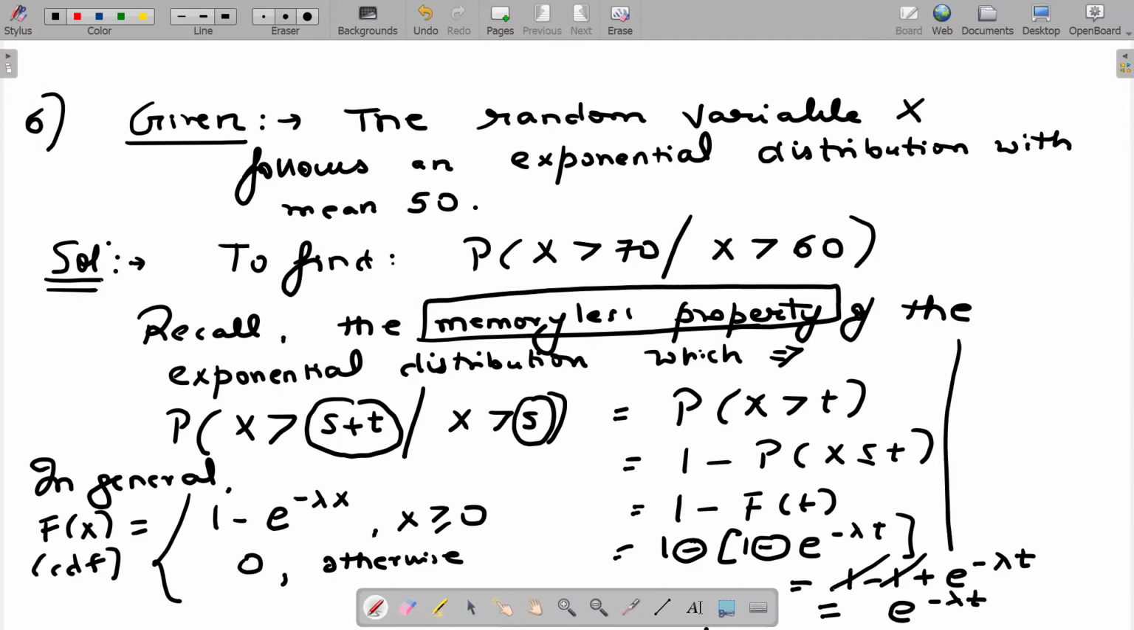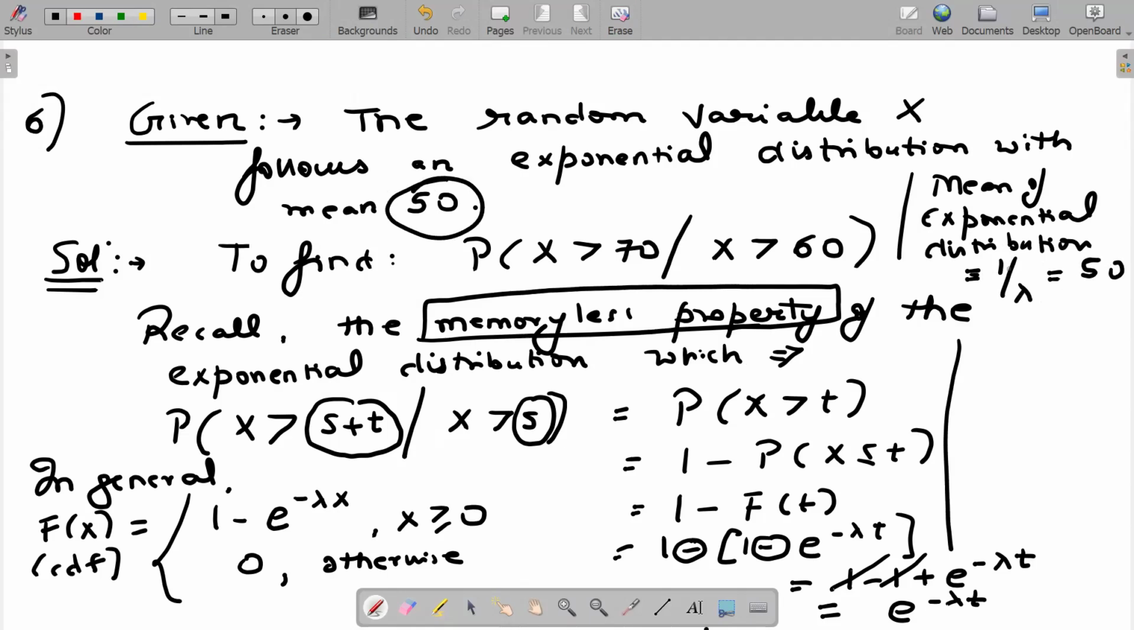And now what is lambda? We are given that the mean is 50. What is the mean of the exponential distribution in general? It is 1 over lambda, which is given to us as 50. So if 1 over lambda is 50, what will lambda be? Lambda will simply be 1 over 50.